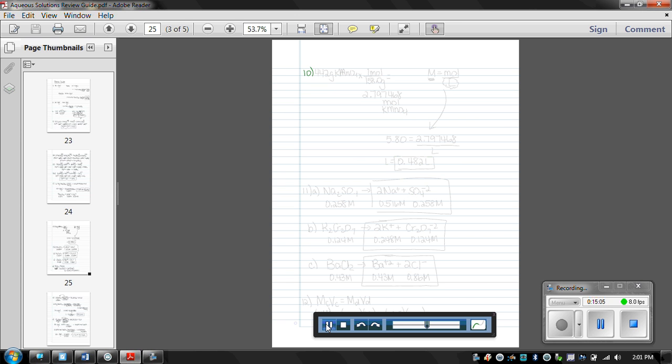Okay, number 10 wants us to find the volume when given grams and molarity. So you know that ultimately we're going to be using molarity equals moles over liters. And you know we're going to solve for this liter value. And you know that we have been given this molarity, which means we're missing moles. So if we have 442 grams of KMnO4, I can convert that into moles. For every 1 mole of KMnO4, the molar mass is 158.0 grams.